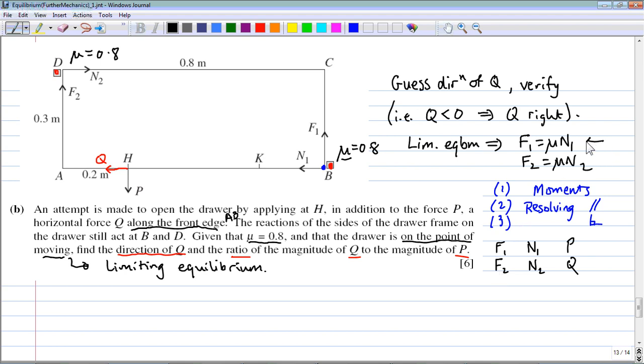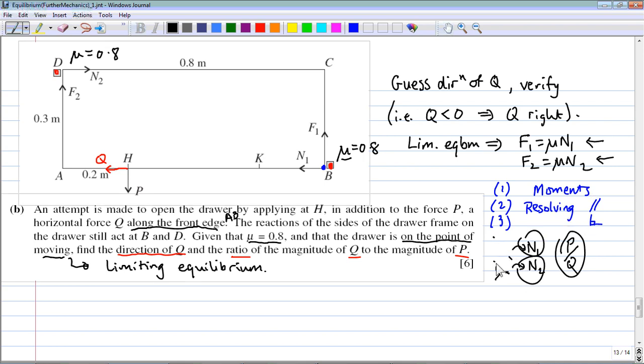Well, no, because we already have these two equations, which mean that, let's say, F1 and F2 are already known in terms of N1 and N2, and P and Q are different unknowns, but the question is asking for the ratio of Q to P, so we actually only need the ratio P over Q. So that's 1, 2, 3 unknowns. So from this I can deduce that this system is soluble, it can be solved, and it's just a question of doing it.